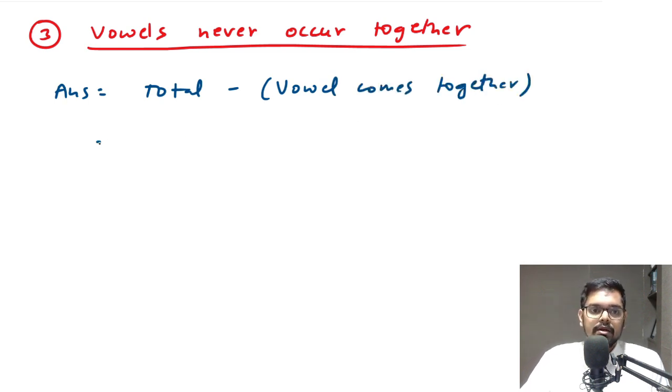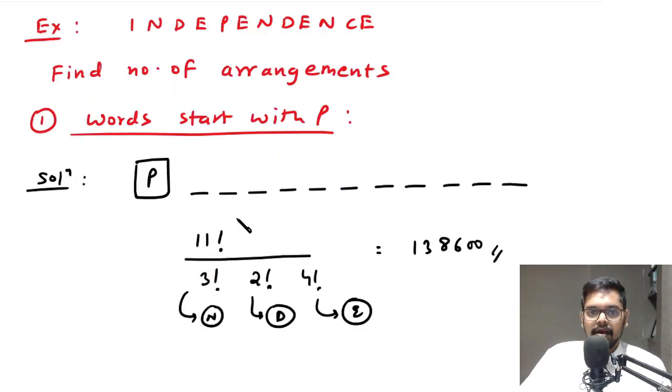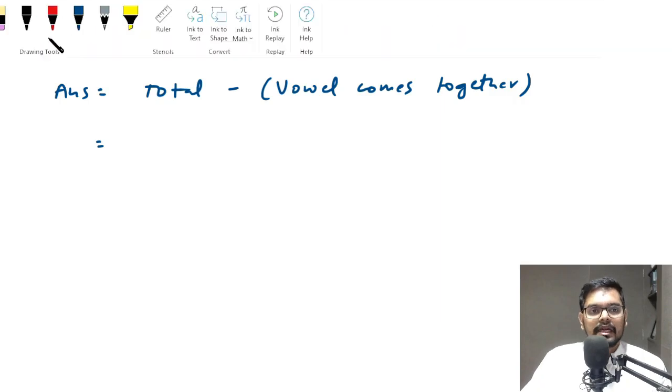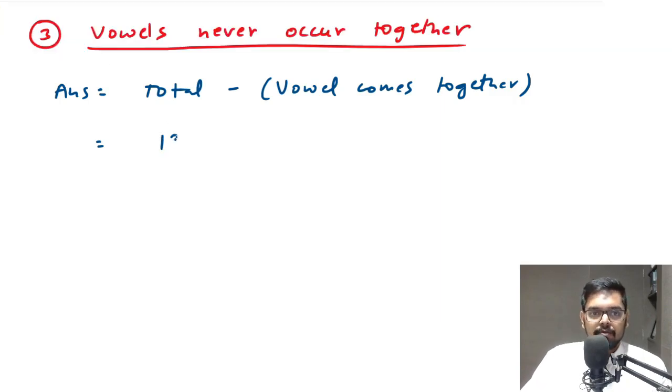Okay, so total arrangement, since we know from here that the dashes were 11, if we consider P also, it would be 12. So independents have 12 letters which can be arranged among themselves in 12 factorial ways. And do not forget about the repetitions, which were 4 factorial, 2 factorial, 3 factorial, right? If I talk about now vowels come together, then what would be the answer?